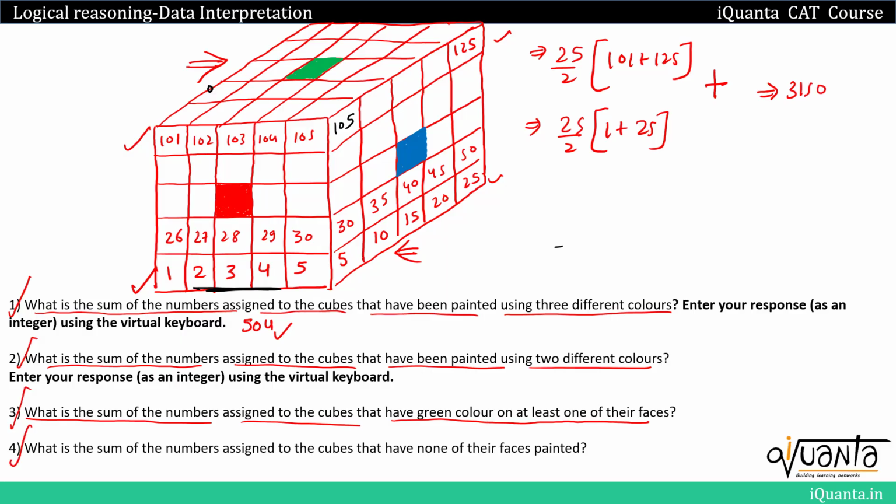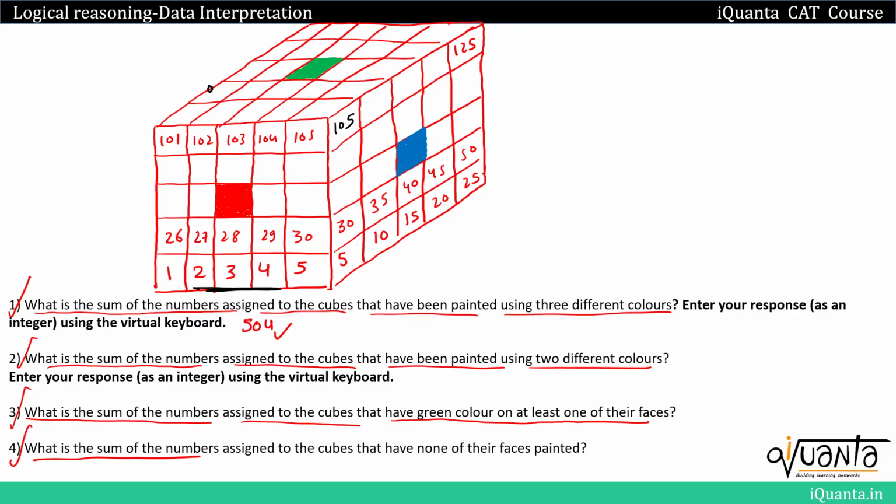Last question is, what is the sum of the numbers assigned to the cubes that have none of their faces painted? So cubes that don't have any faces painted, they lie inside the first layer. So that means we'll have to remove one layer from the left, one layer from the right, one layer from the top, one layer from the bottom, one layer from the front, and one layer from the rear face. So we'll be left with a 3 cross 3 cross 3 cube. That means we'll be having total 27 such cubes.